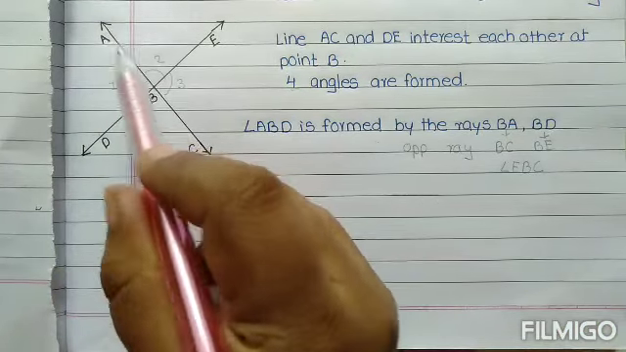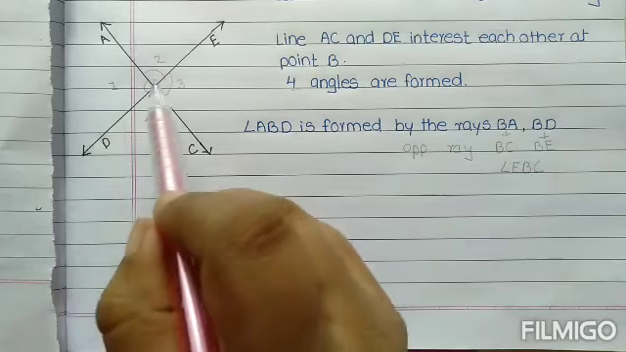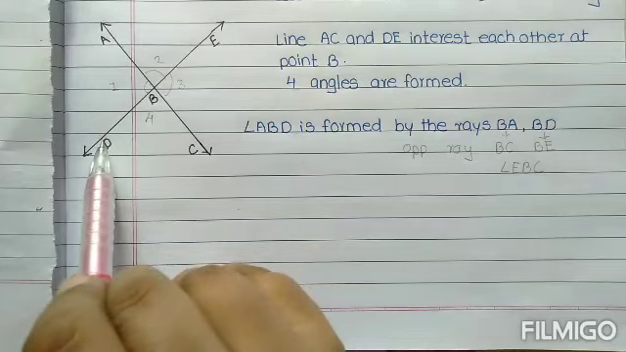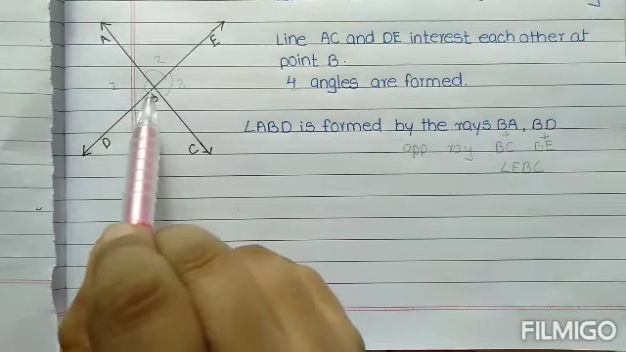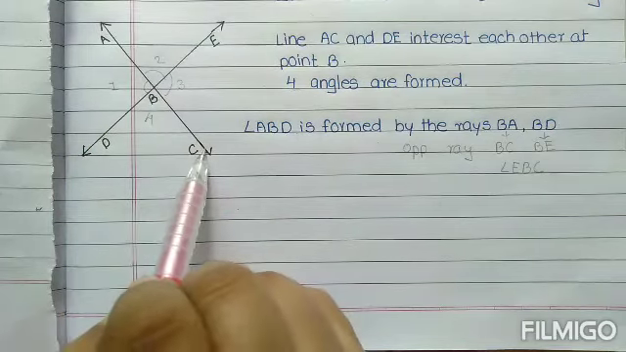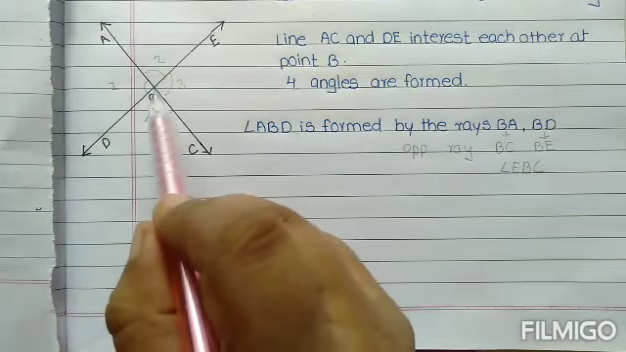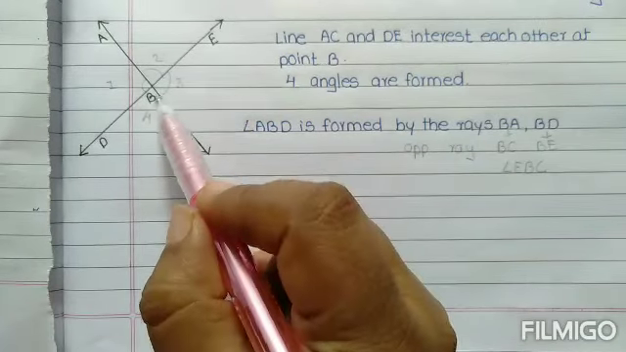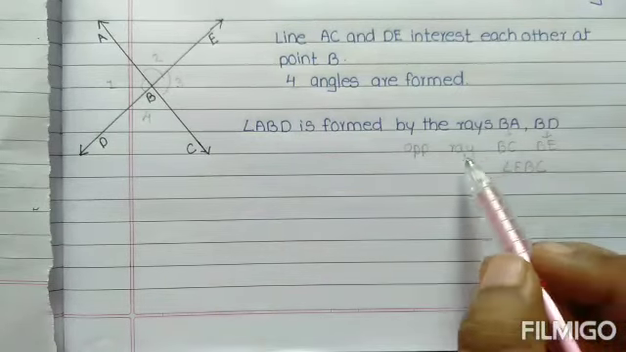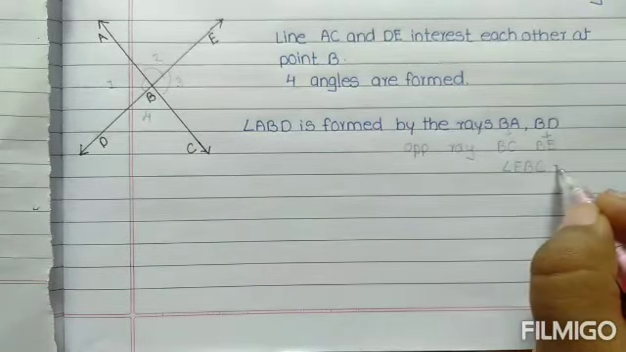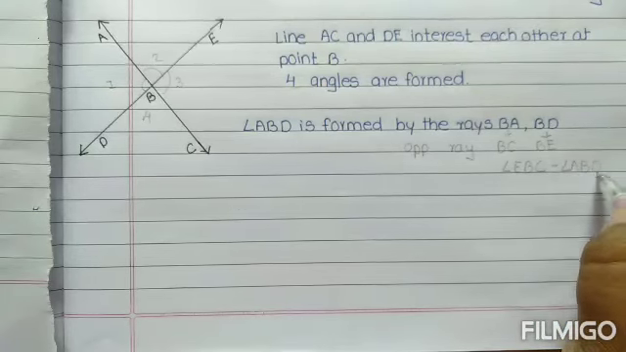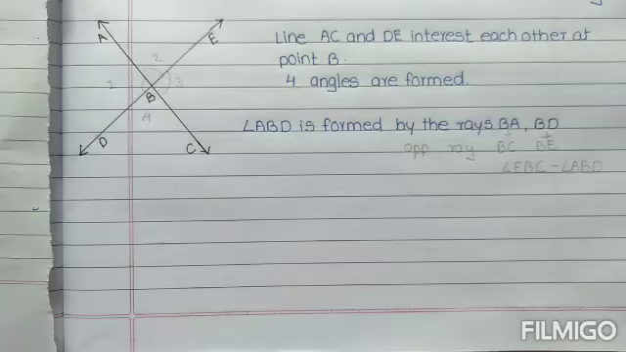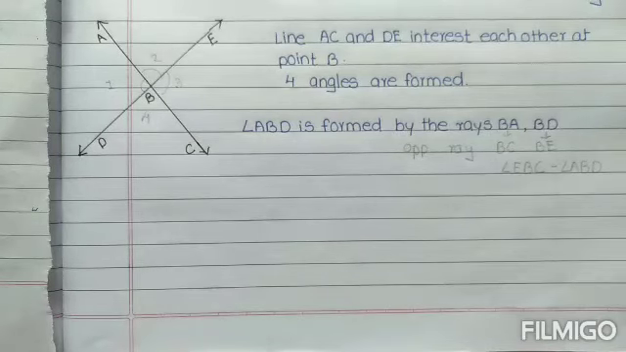Again, angle ABD. The rays BA and BD form angle ABD. What is the opposite ray to BA? BC. The opposite ray to BD? BE. Ray BE and ray BC form angle EBC, which is formed by the opposite rays. So, angle EBC and angle ABD are called opposite angles. Okay, they are called the vertically opposite angles.